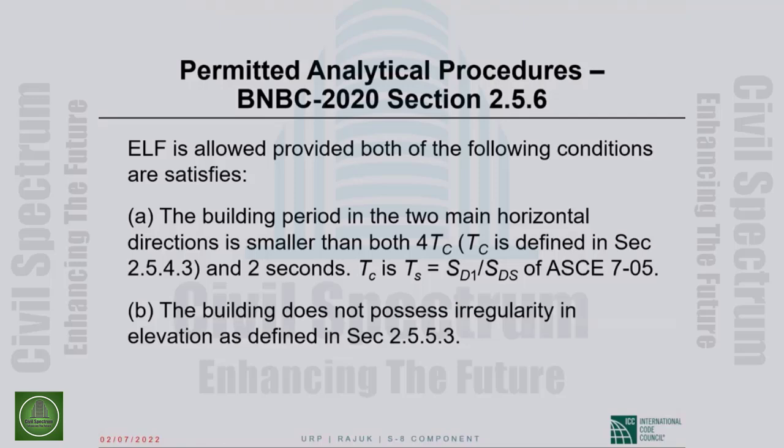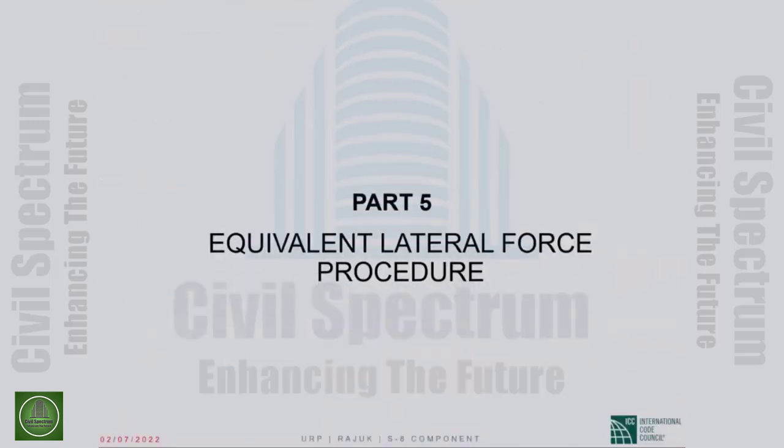So the building period in the two main horizontal directions is smaller than both 4 times T sub C and 2 seconds. It has to be smaller than 2 seconds. Okay. And the other condition is the building does not possess irregularity in elevation as defined in 2553. No vertical irregularity. That's kind of interesting. Okay. No vertical irregularity. So those are the conditions under which ELF will be allowed by BNBC 2020. It's a little different from ASCE 7-05.